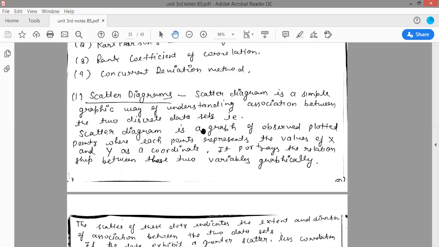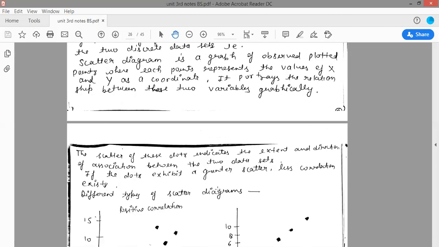Each point represents the value of x and y as a coordinate. Whatever points we plot on the graph will be plotted as coordinate points, right. That means one value will be of your x and the second value will be your y. So first coordinate x, second coordinate y, as we know. And whatever relation we plot will be denoted graphically.